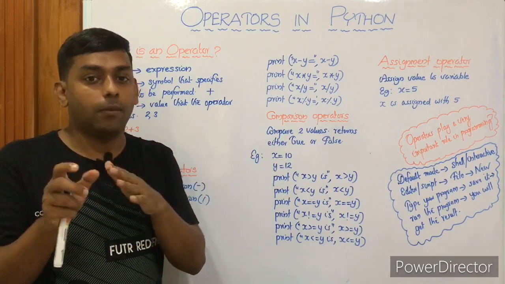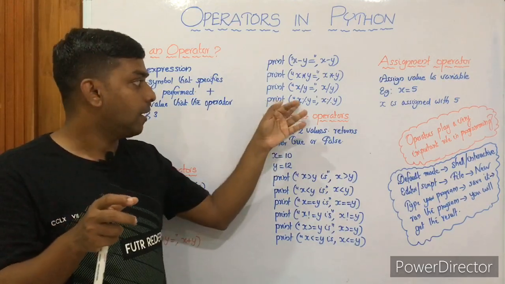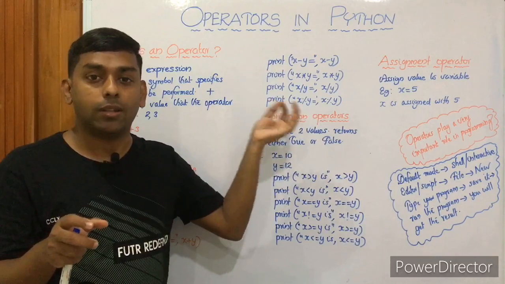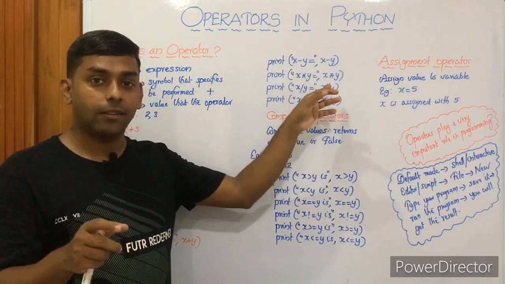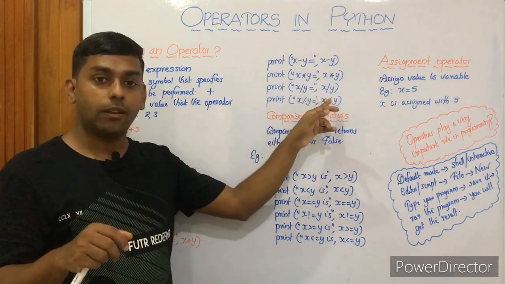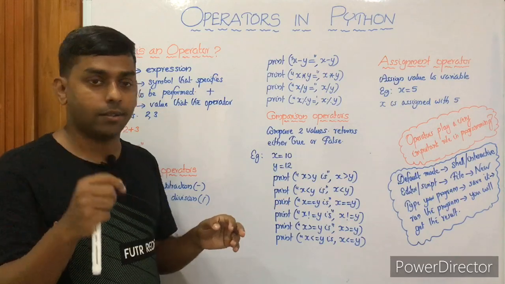X divided by y gives you what? The quotient, the result, and x mod y gives you the modulus or remainder value. Okay, so here in this case x by y, that is 5 by 3, that is 1. Then x mod y, that is 5 mod 3, that is 2. Remainder is 2, right? Yes.